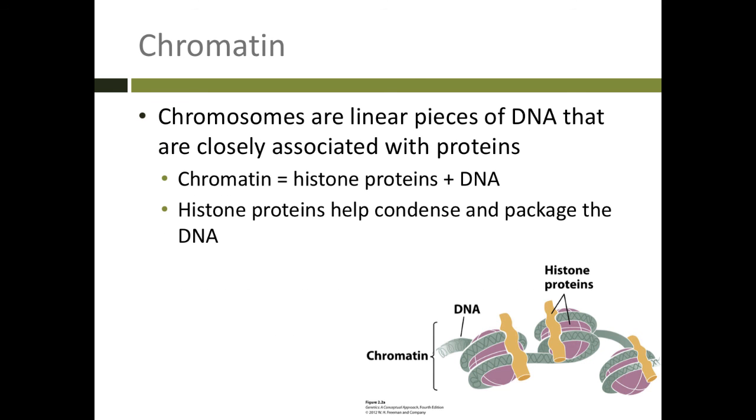In eukaryotes, chromosomes are linear pieces of chromatin. Chromatin is made up of DNA and proteins. The proteins we are talking about are called histones. The DNA wraps around the histones and is held in place.